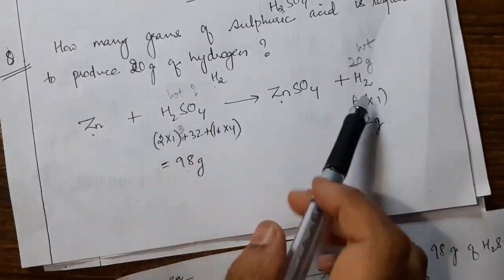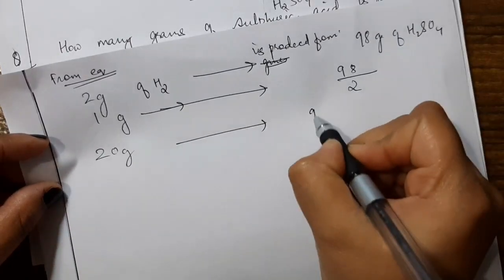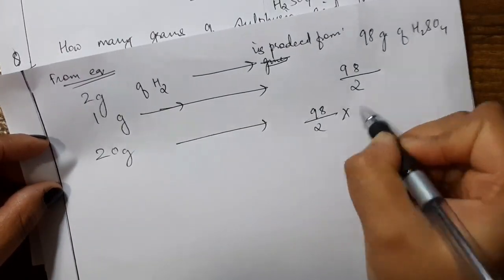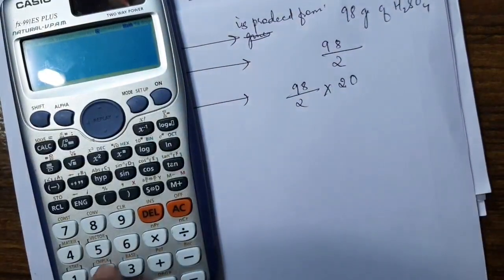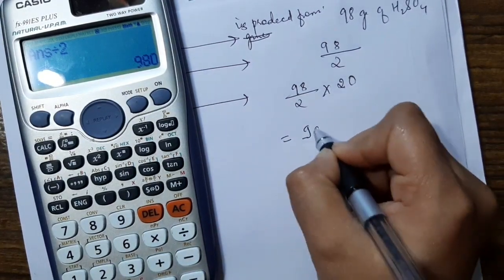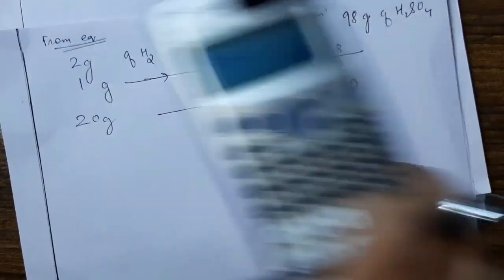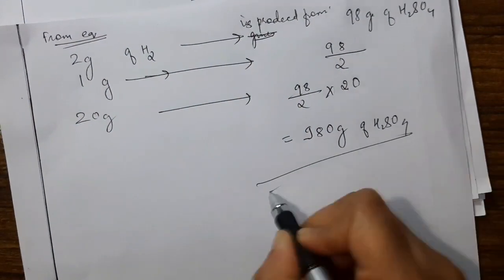Then for how much you have to find out? 20 grams will have 98 divided by 2 into 20. That would be equal to 98 into 20 divided by 2. Answer is 980 grams of H2SO4. Okay, so this is how you find out.